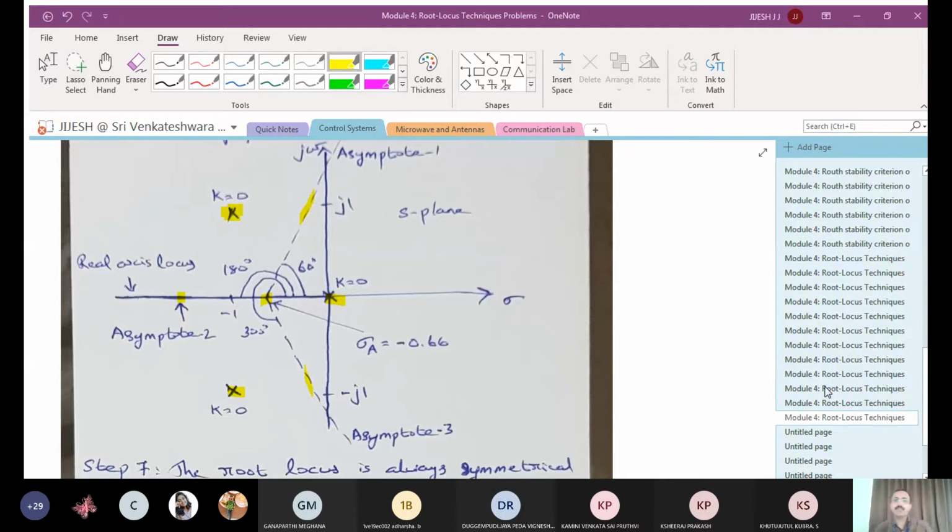Next you try finding out the breakaway point. Let me check who are all finding the breakaway points. What is the breakaway point here? You can try solving it for the breakaway point. Find the breakaway point.